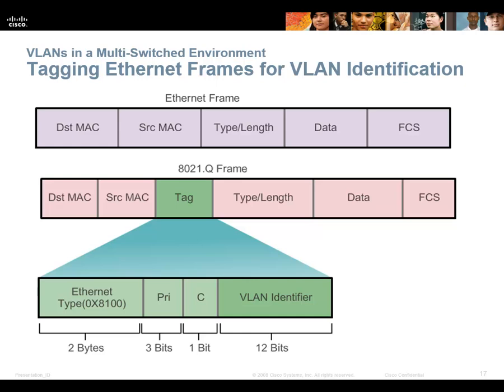So here we've got an Ethernet frame. And if you look at it there, we've added the tag. The tag's going to have the type, which is 2 bytes, PRI or priority, which is 3 bits, and then the VLAN identifier, which is 12 bits at the end.